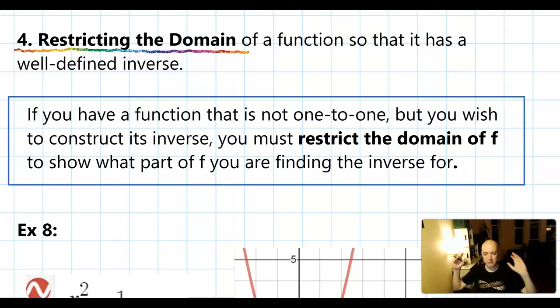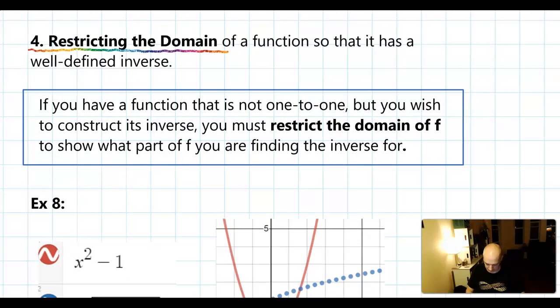It turns out that even if a function fails that horizontal line test, sometimes we would like to construct its inverse anyway, just because it's really nice to be able to undo the action of some other function. So if you do have a function that's not one-to-one, but you wish to construct its inverse, you must restrict its domain to a specific part that you're going to find the inverse for. Let's look at an example.